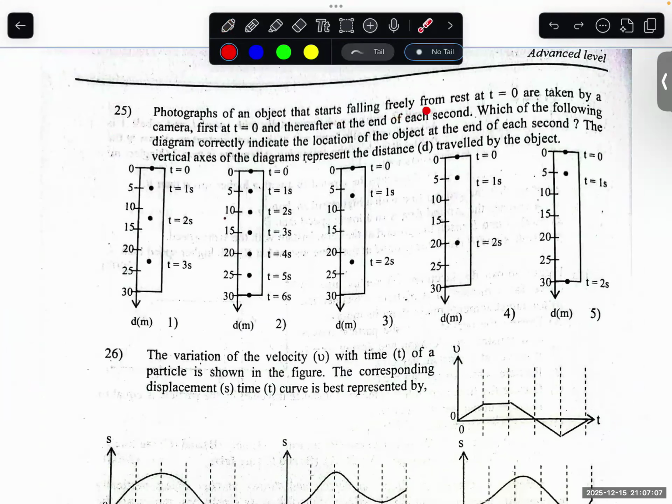Photographs of an object that starts falling freely from rest at t equals 0 are taken by the camera, first at t equals 0 and thereafter at the end of each second. So at the end of each second, it's showing the positions, and the displacement can be seen from the scale. So it's just a question for you to calculate the displacement at the end of each second. It's not that hard. You just have to substitute. It is falling from 0 velocity, right? Freely.